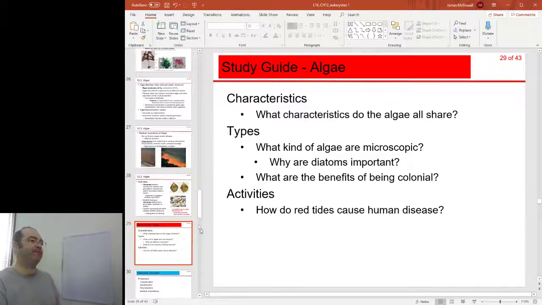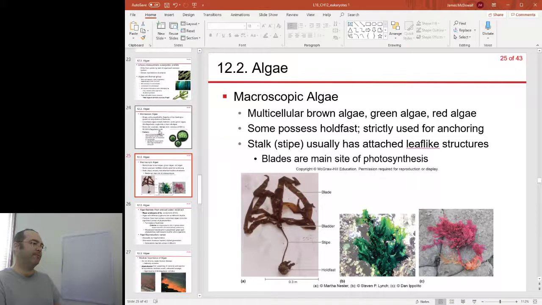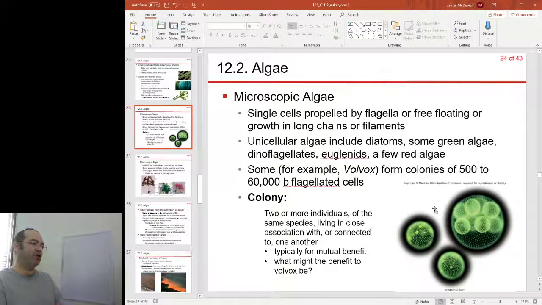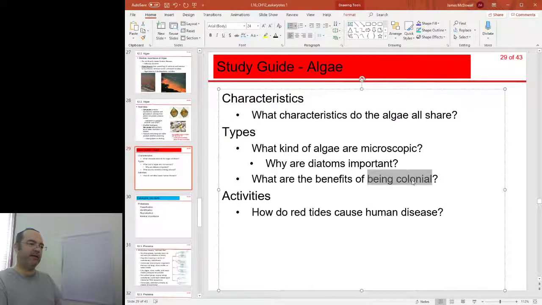So algae, what makes an algae an algae? Photosynthetic, eukaryotic, not technically plants. Don't have vascular tissue, no phloem and xylem at least. Different types of algae. There are microscopic algae, there are diatoms, there are dinoflagellates, there are the large macroscopic algae, there are the colonial algae. Benefits of being in a colony: it makes you big, you can't get eaten.